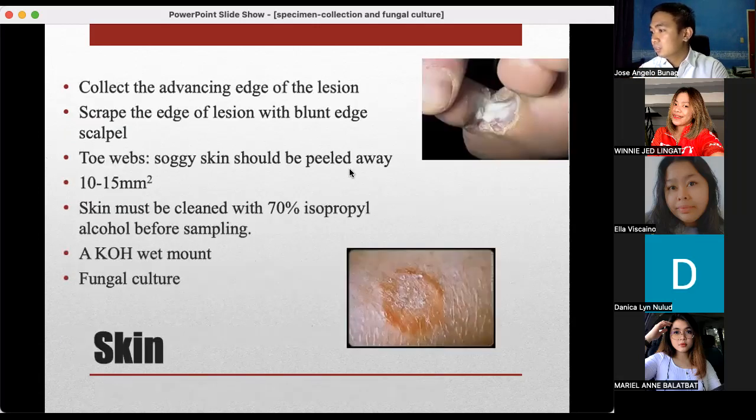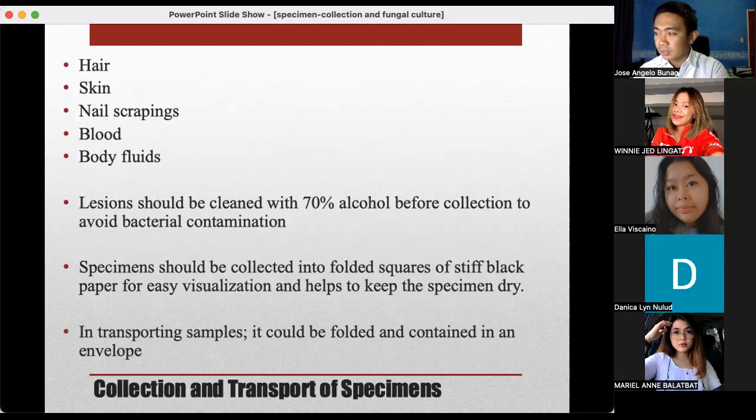Okay. For your transport, it says here that in transporting samples, it can be folded and contained in an envelope. The specimen should be transported to the laboratory at room temperature, preferably within 2 hours. Do not use overnight or 24-hour samples. But we have exemptions, particularly for your hair, nail, and skin. They can be used up to 72 hours at room temperature.